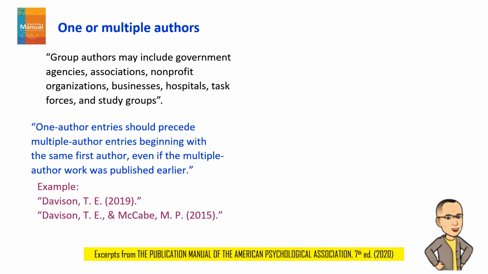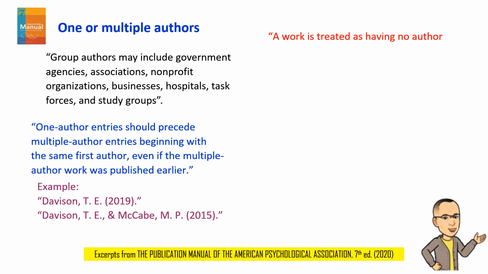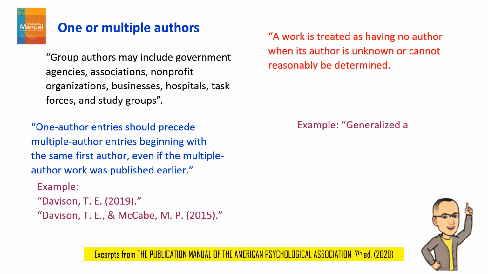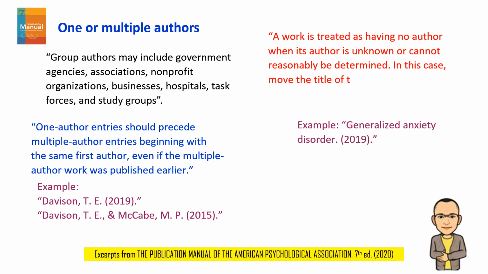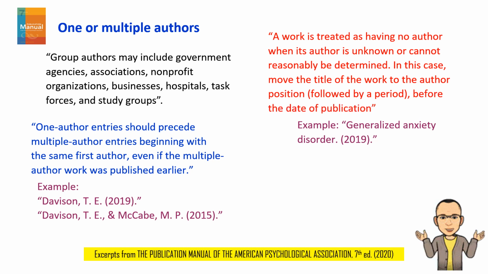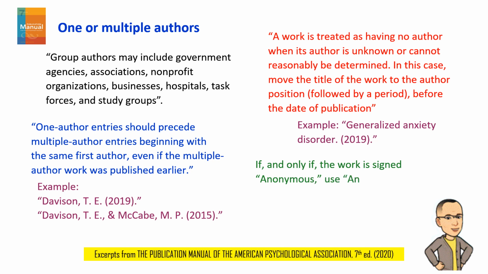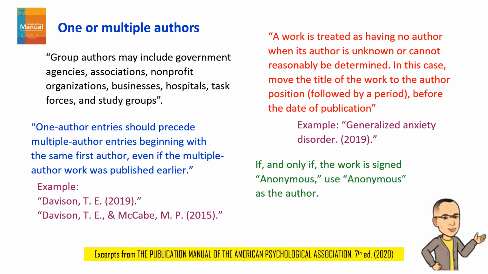Additionally, when a work lacks a known author, it is treated as having no author, and the title of the work is moved to the author position, followed by a period, before the date of publication, as exemplified by Generalized Anxiety Disorder, 2019. However, if the work is explicitly signed as anonymous, then Anonymous should be used as the author, as shown in the example, Anonymous, 2017.